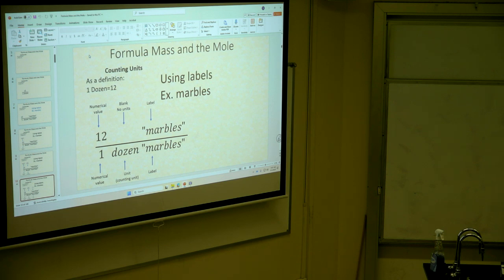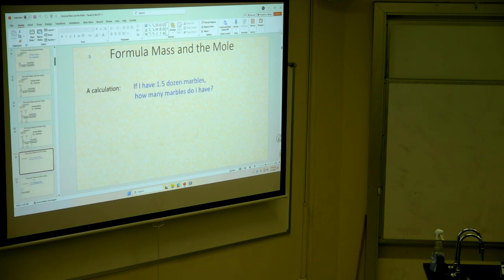That's useful to know for when you're dealing with the mole, because that's one of the things that trips people up with the mole. But just as an example, I have 1.5 dozen marbles. How many marbles do I have? All right. If you look at this, look at the top sentence. I have 1.5 dozen marbles.